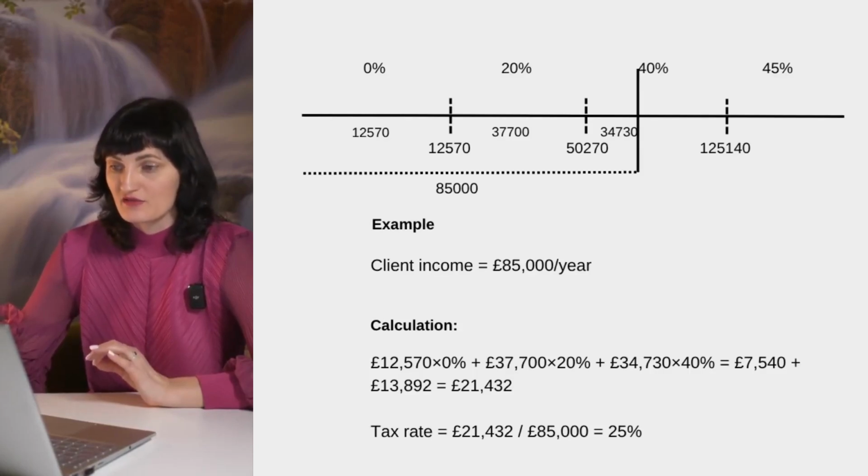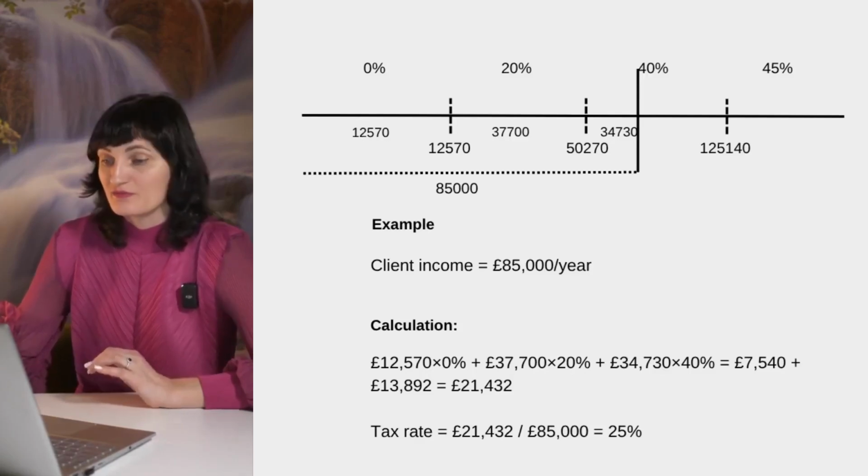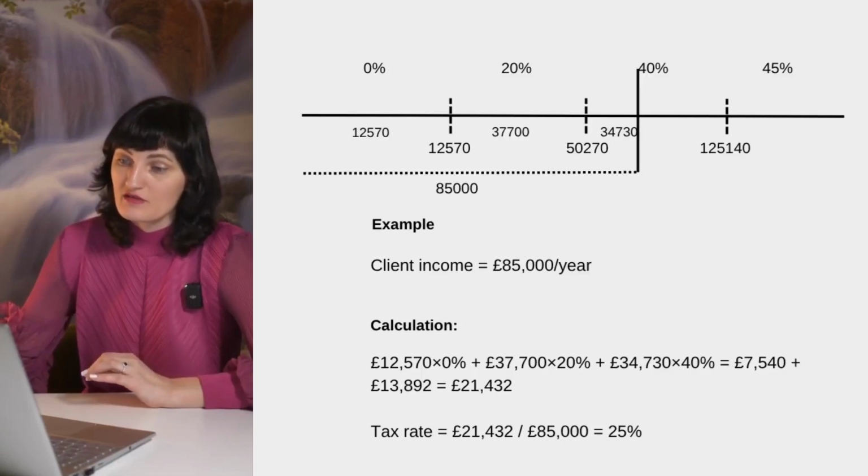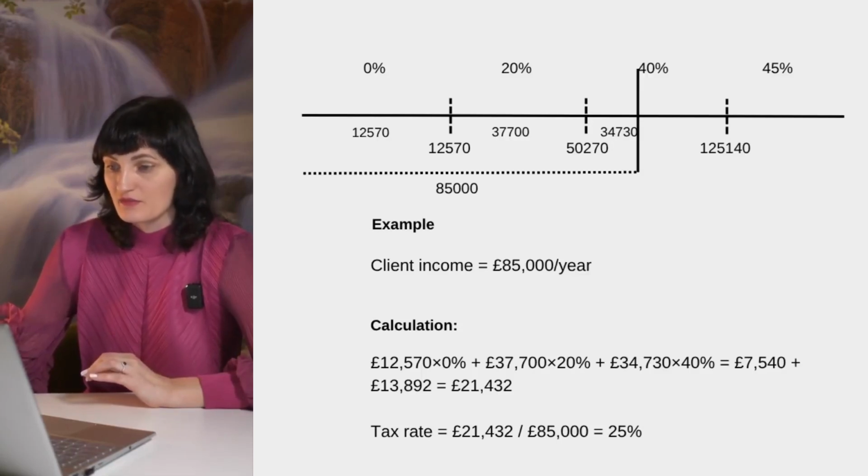So, the first £12,570 are taxed at 0%. For the next £37,700, you have to pay 20%. For the next portion, you have to pay 40%. Yes, and here I've already calculated these thresholds for you. So, on this kind of chart, we can mark our income and break it down into these small segments.